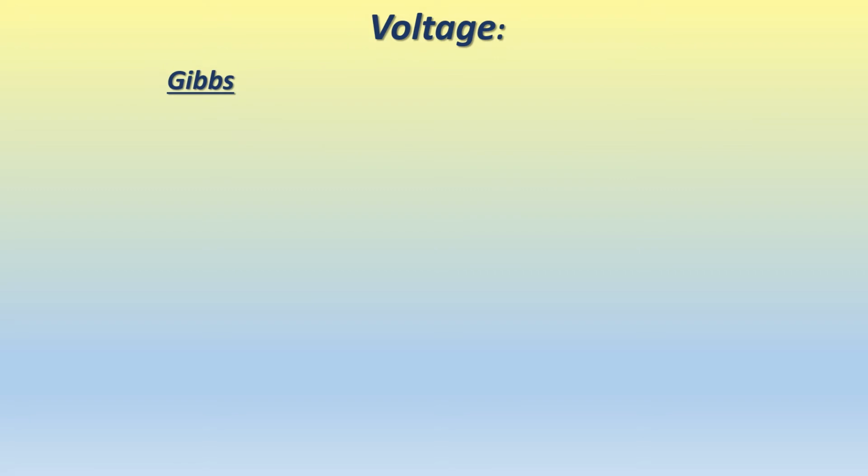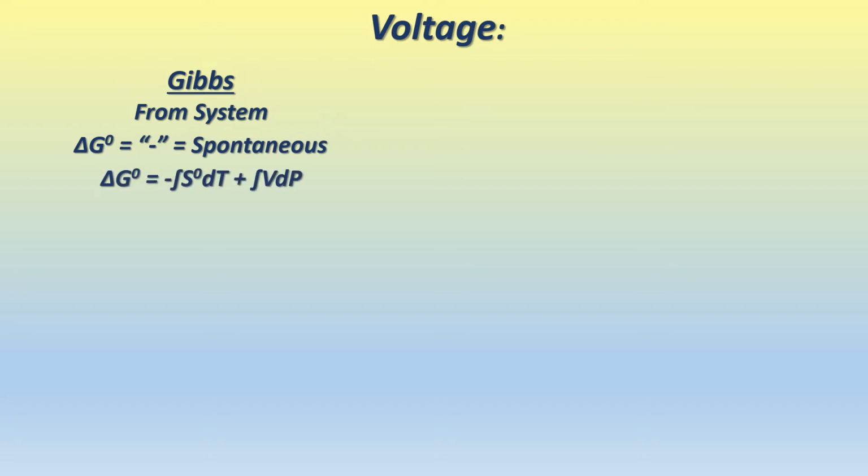Previously, in the study of thermodynamics, we saw Gibbs and his free energy, which was taken from the point of view of the system, where work enters or leaves the system, or heat enters or leaves the system. Therefore, the standard Gibbs free energy is negative for a spontaneous process, recalling that the standard Gibbs free energy is minus the integral of SdT plus VdP.